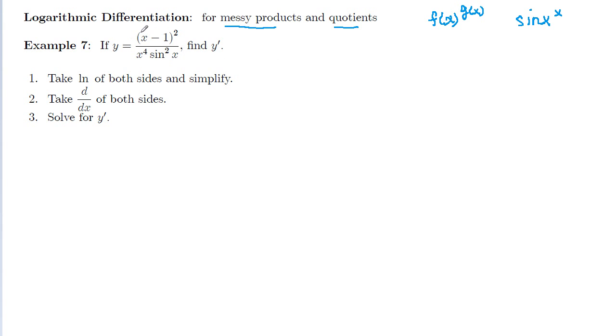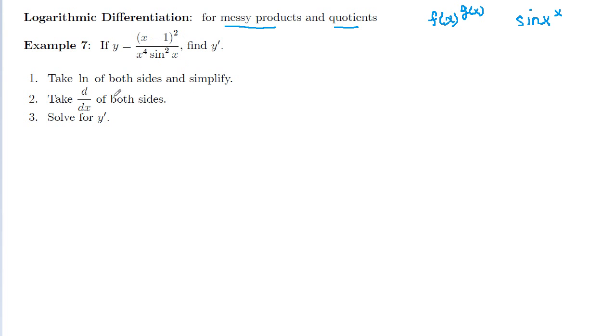So let's look at the example here. We've got y equals x minus 1 quantity squared over x to the fourth sine squared x. If we wanted to do just a normal derivative here, we'd have a quotient rule. And when we took the derivative of the numerator, it'd be a power rule, and the derivative of the denominator would need a product rule and a power rule. That sounded like a detention problem. So we want a better way to take derivatives of problems like this.